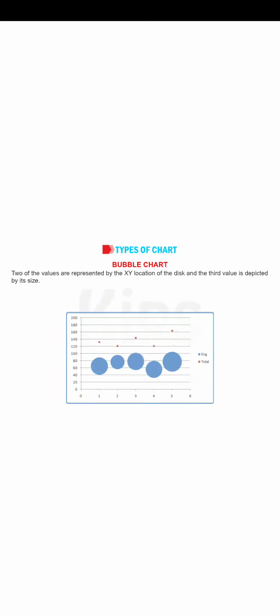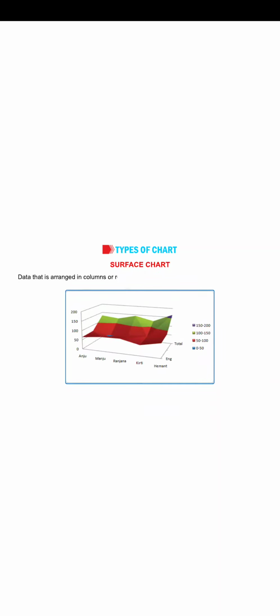Surface chart. Data that is arranged in columns or rows on a worksheet can be plotted in a surface chart. It is useful when you want to find optimum combinations between 2 sets of data. As in a topographic map, colors and patterns indicate areas that are in the same range of values. You can use a surface chart when both categories and data series are numeric values.